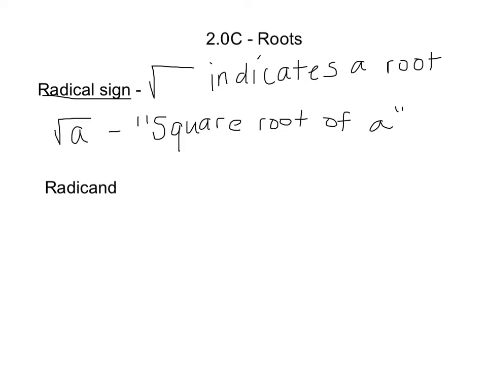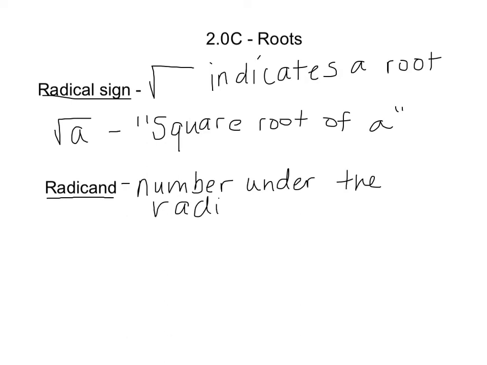One last vocabulary word is radicand, and before you move on, make sure you can say radicand. And the radicand is the number under the radical. Okay, so you're probably thinking to yourself, oh, okay, so the A here is called the radicand, and I read this as the square root of A. So A in this example is the radicand.